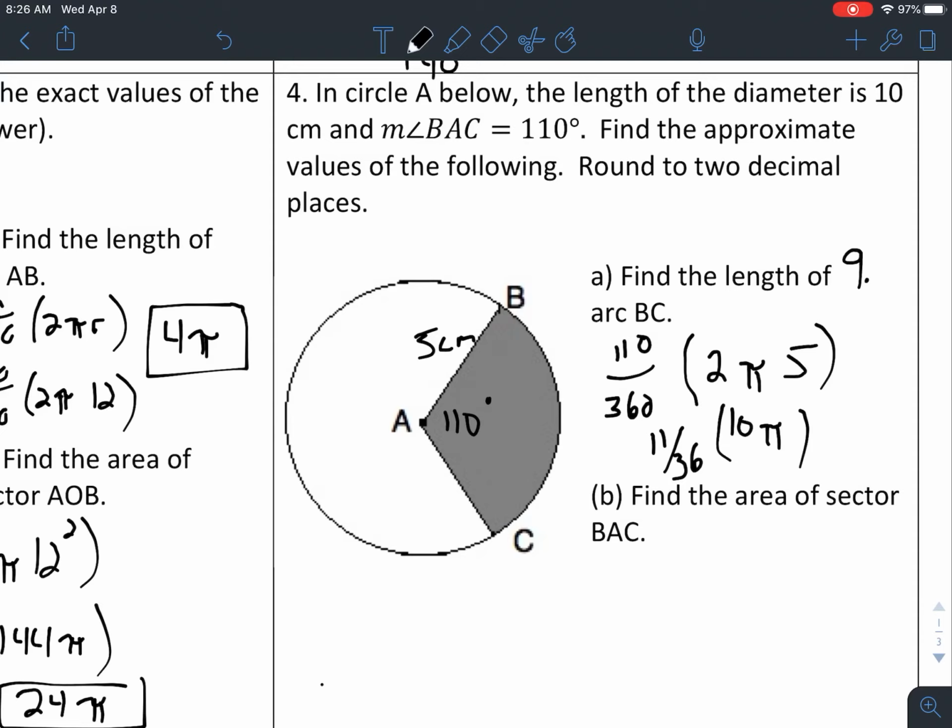9.599. So they said round to 2 decimal places. So we have to round that third number. So it's going to be 9.60 centimeters. Because that's what we're talking about, centimeters. Okay? That is your answer.